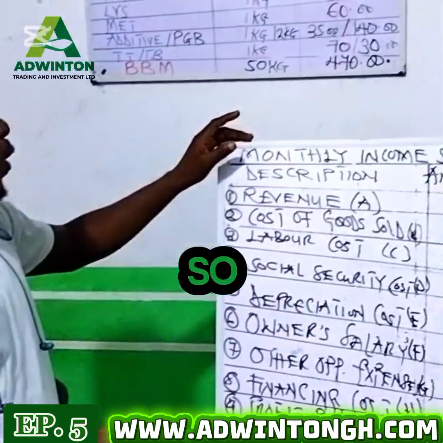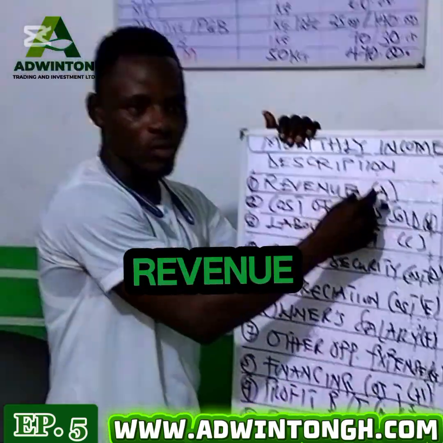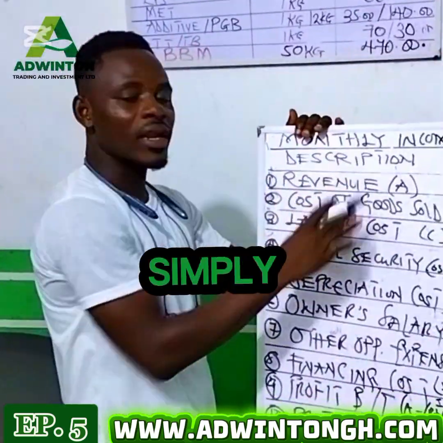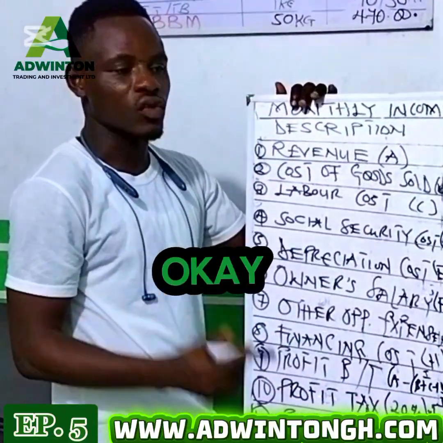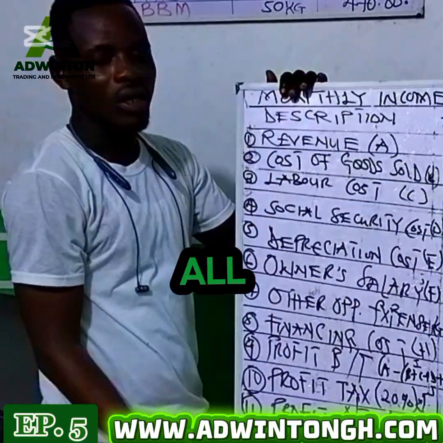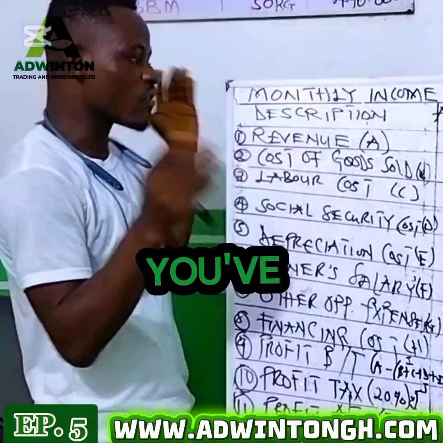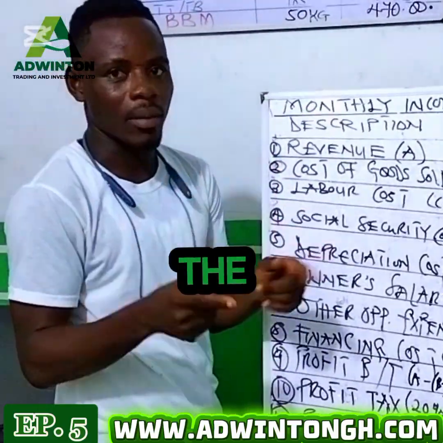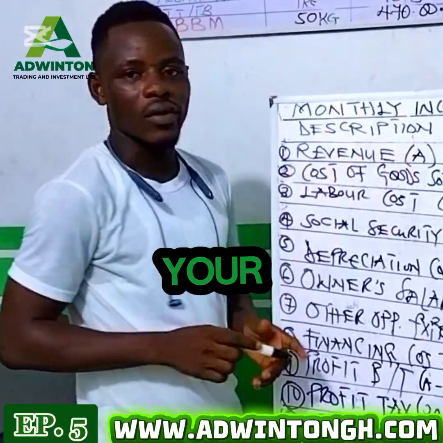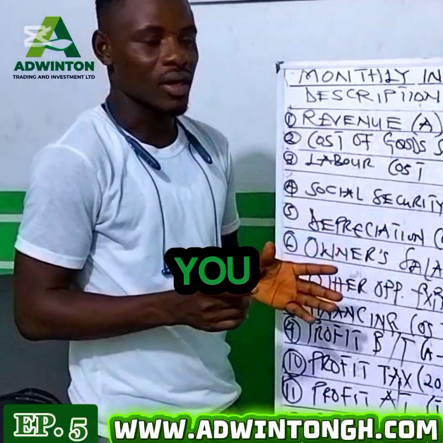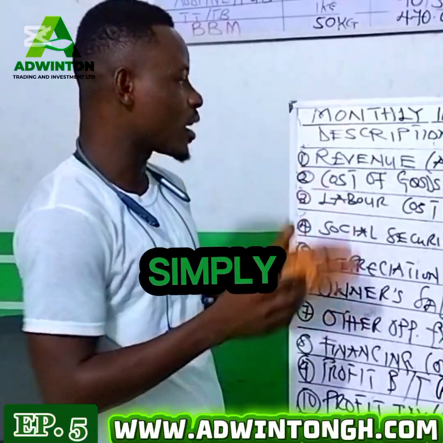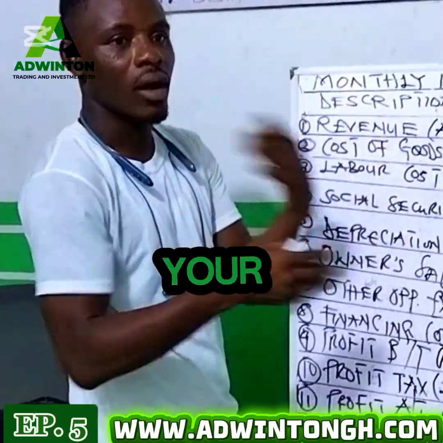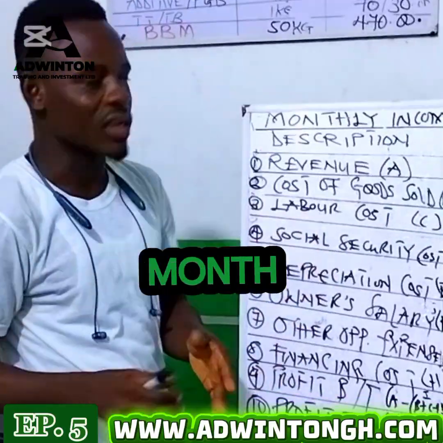before we do a practical example. So the first one is your revenue. The revenue is simply your total sales or your turnover within the month. After you've summed up all your sales within the month, it becomes your revenue or your turnover. You understand? So turnover is simply your revenue, or your total sales within the month.